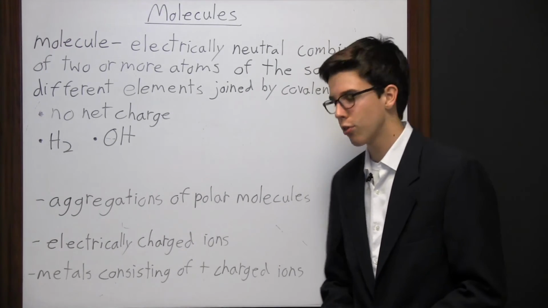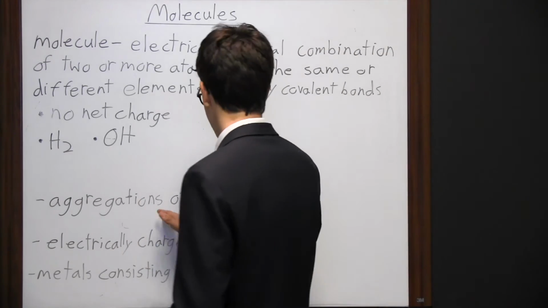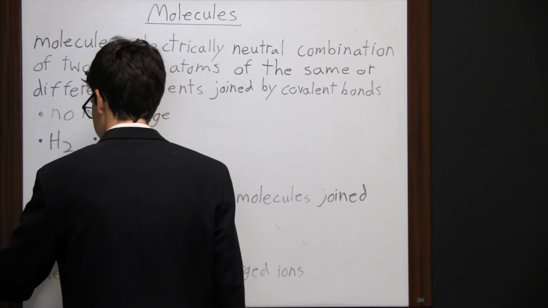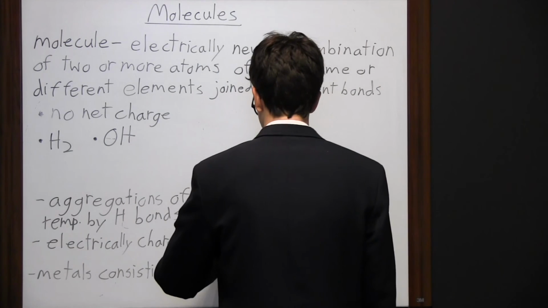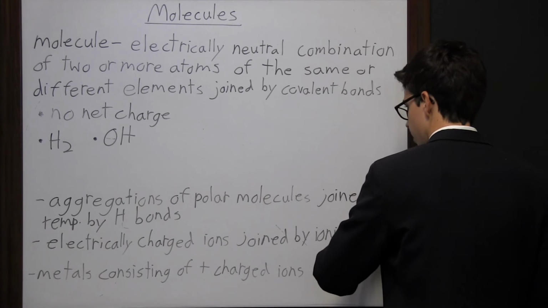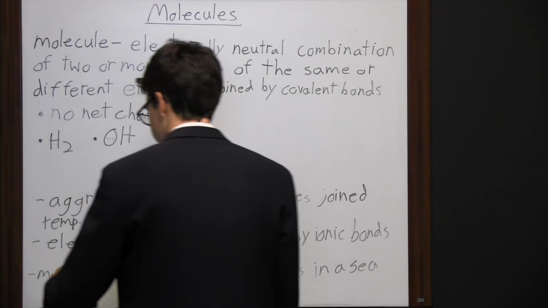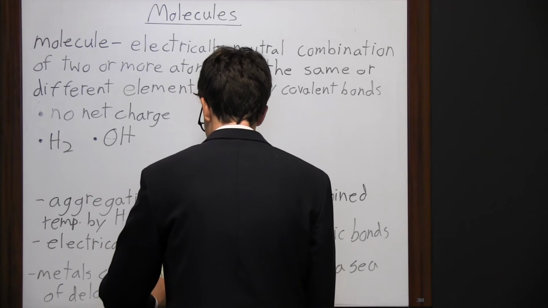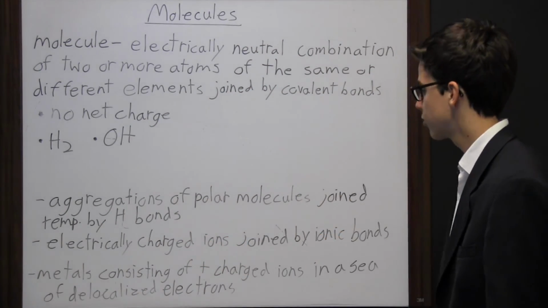Now there are some substances out there, 3 in particular that I want to highlight, that you may think are molecules which actually are not classified as molecules. So I want to go over those. So one is aggregations of polar molecules joined temporarily by hydrogen bonds. Another example is electrically charged ions joined by ionic bonds. And then finally, metals consisting of positively charged ions in a sea of delocalized electrons. So these 3 substances that I just listed, you may be inclined to classify these as molecules, but they actually are not. So I just wanted to warn you about those.